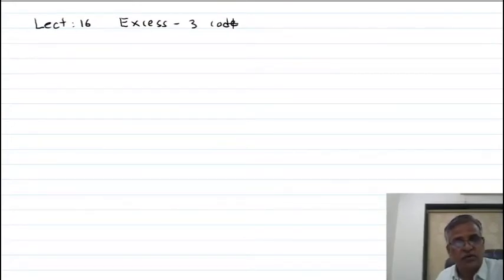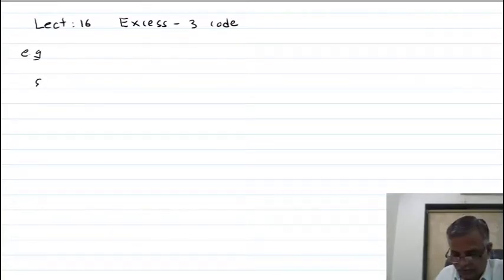The XS3 code is a modified BCD code. XS3 code can be obtained by adding decimal number 3 to each digit of a given decimal number. Then it is represented in a 4-bit binary number. Listen again. XS3 code can be obtained by adding 3 to each digit of a given decimal number. Then it is represented in a 4-bit binary number.